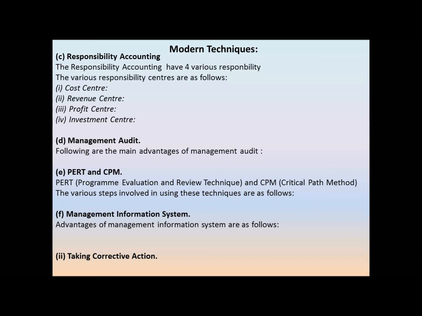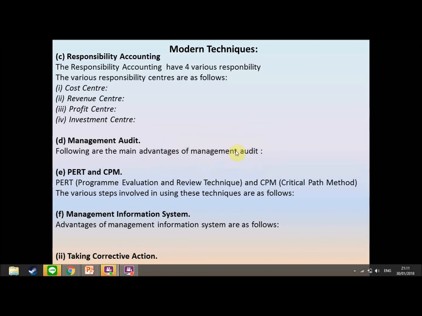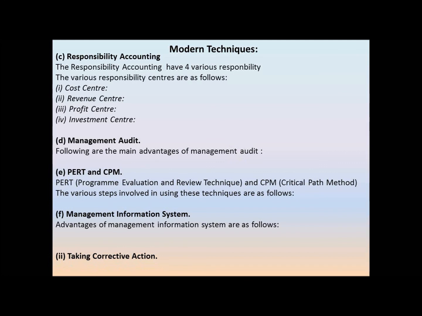There are various steps involved in using these techniques as follows. Point 1. The project is first divided into various activities, and then these activities are arranged in a logical sequence. Point 2. A network diagram is prepared showing the sequence of activities. Point 3. Time estimates are laid down for each activity. PERT prepares 3 time estimates. The estimates are optimistic, most likely, and pessimistic. In CPM, only 1 time estimate is prepared. Along with this, CPM also lays down the cost estimates for completing the project.